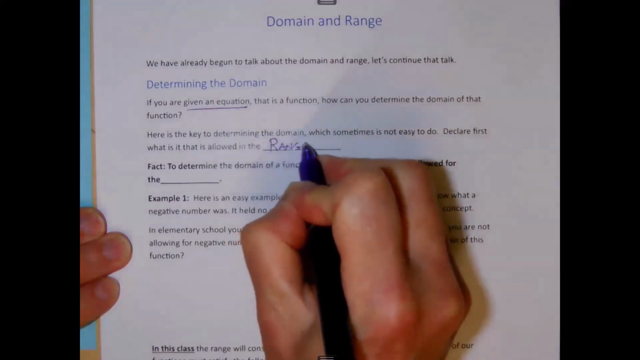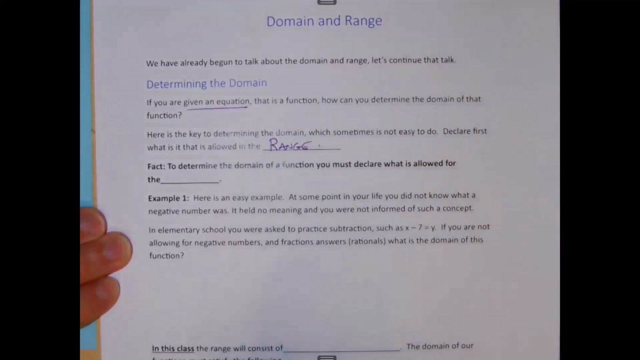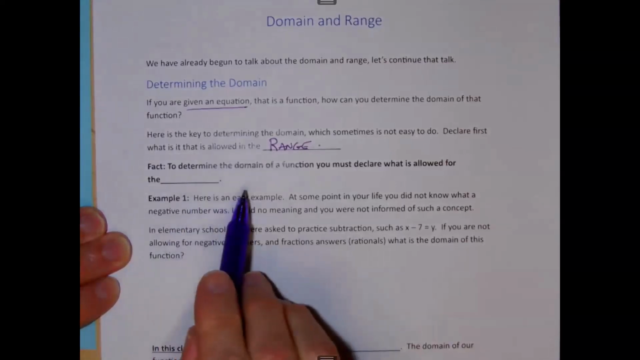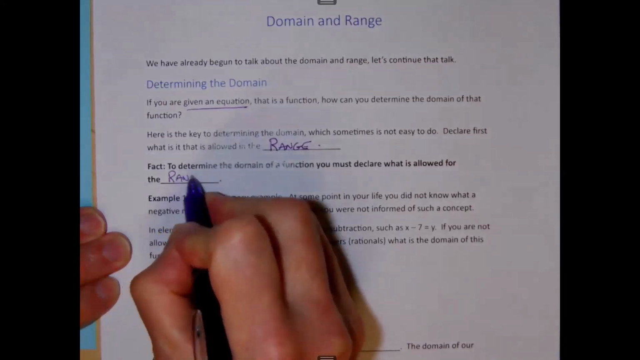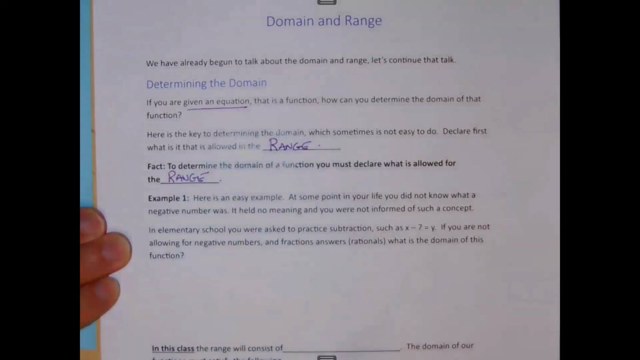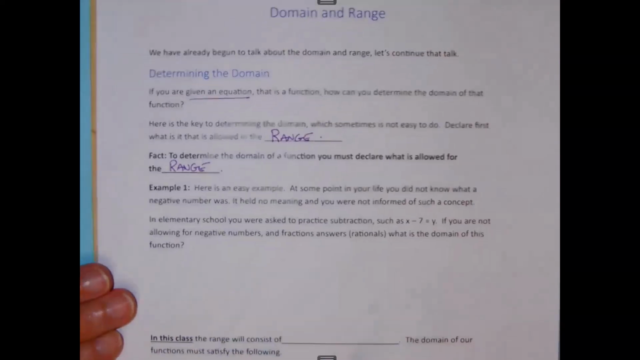Now you do have to declare what's also allowed in the domain, but this is often overlooked, so I'm kind of focusing on this. To determine the domain of a function, you must declare what's allowed for the range. And here's an easy example.